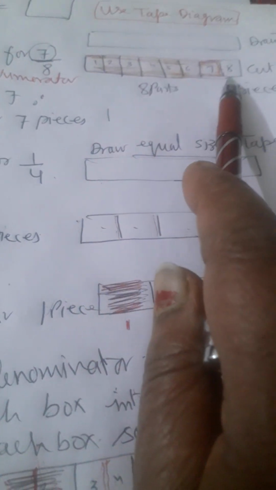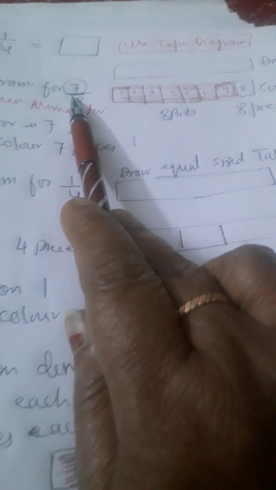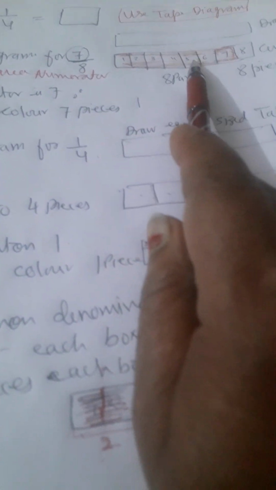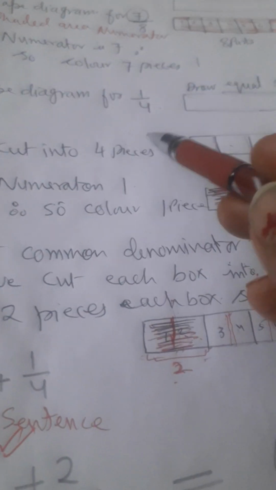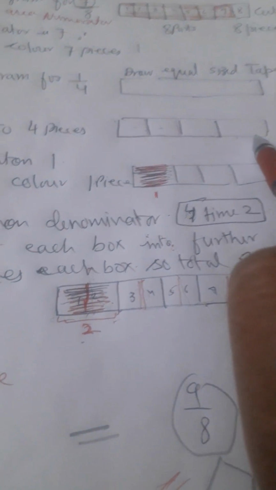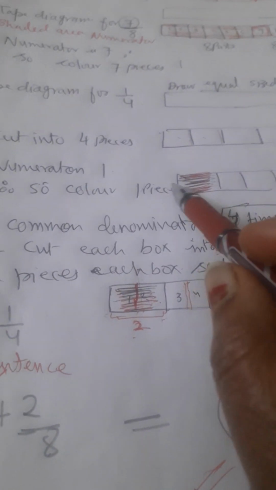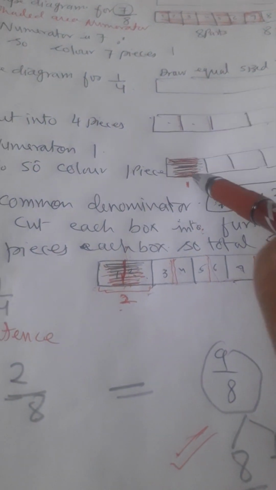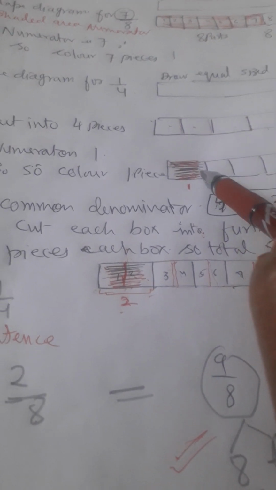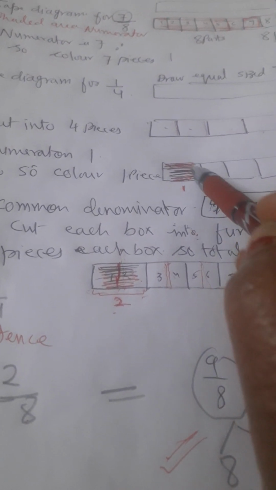I repeat from here. We cut the tape into 8 pieces because the denominator is 8, and since the numerator is 7, I shaded 7. Is this clear to you? So 7/8 is done. Now we have to think about 1/4. Draw this tape and cut it into 4 pieces. The denominator is done. Now shade 1, because the numerator is 1. We shade this one box with any color.